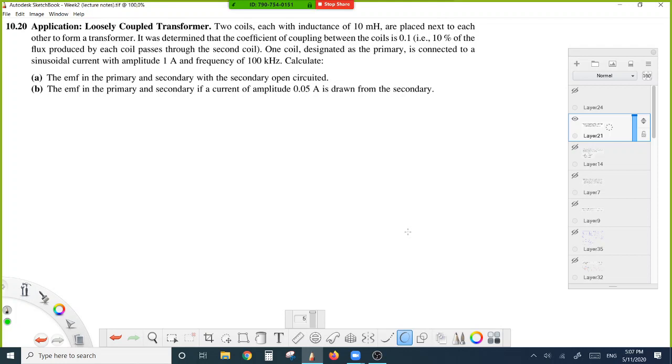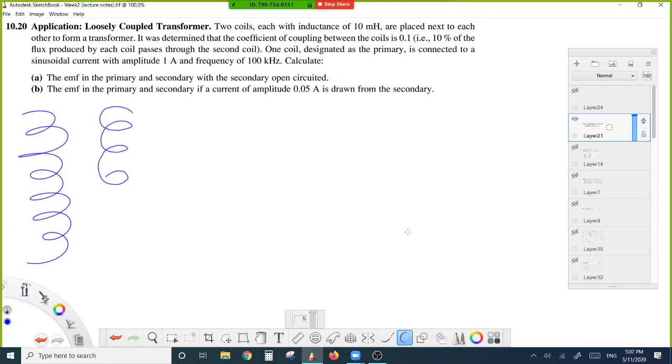A loosely coupled transformer is a type of real transformer where the coupling coefficient is less than 1. Two coils, each with inductance of 10 millihenry. We have two coils, first coil and second coil, each with inductance of 10 millihenry.